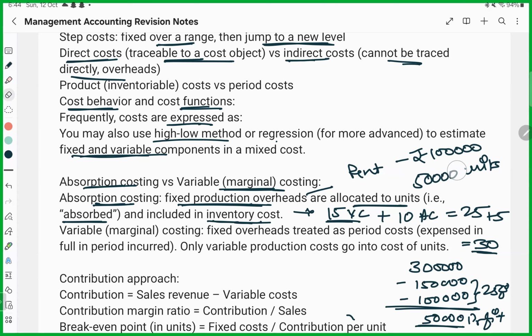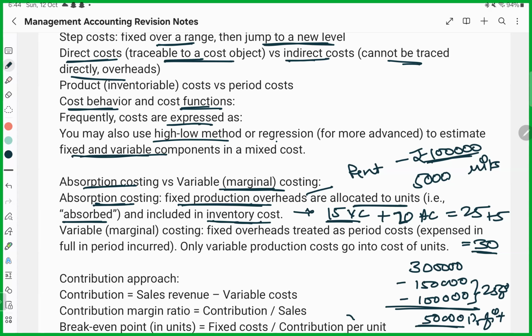5,000 units. Then in this case, my absorption cost would have been 20 because my rent remains the same. Rent is a fixed cost which remains the same. My absorption costing would have changed to 20 rupees because now I'm just manufacturing 5,000. So the total cost of rent will get divided only over 5,000 units, which will give me an absorption cost of 20 rupees.